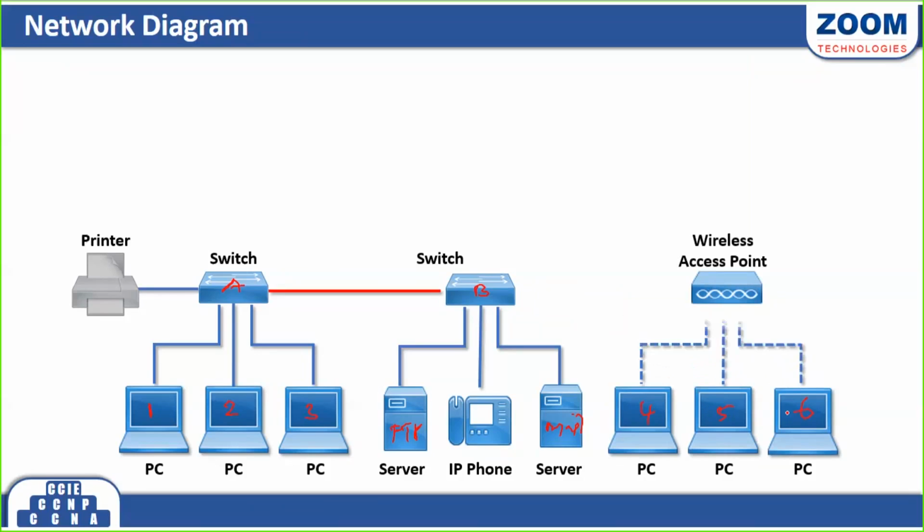Okay, 4, 5, 6 devices can communicate, but now I want to take these 4, 5, 6 devices into our existing network. Then how? Just put one uplink from the switch to the access point. That's all. So make one uplink from switch B to the access point. That's all. Right? Now all devices can start communication. Wireless devices, wired devices, servers, printers, all can access.